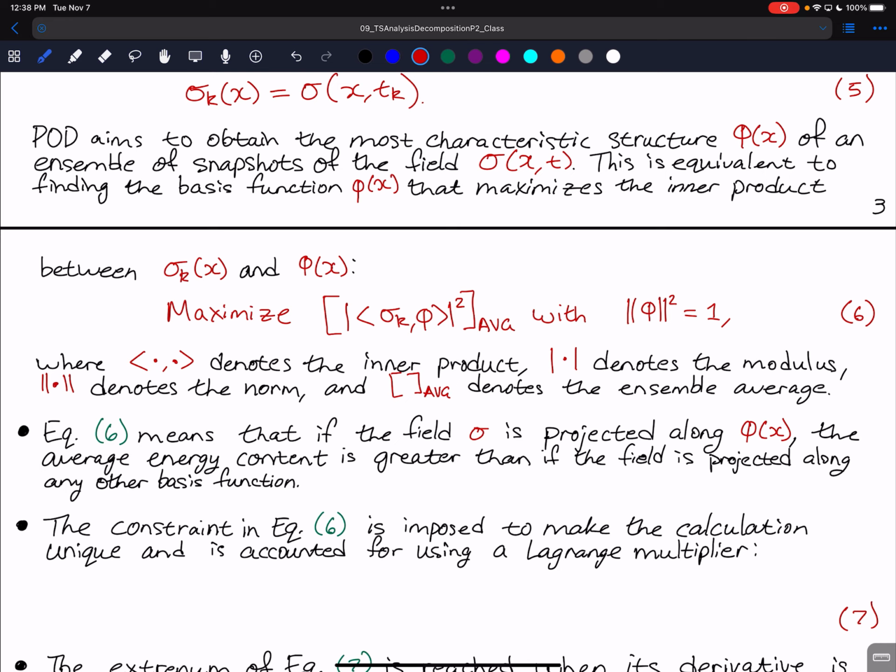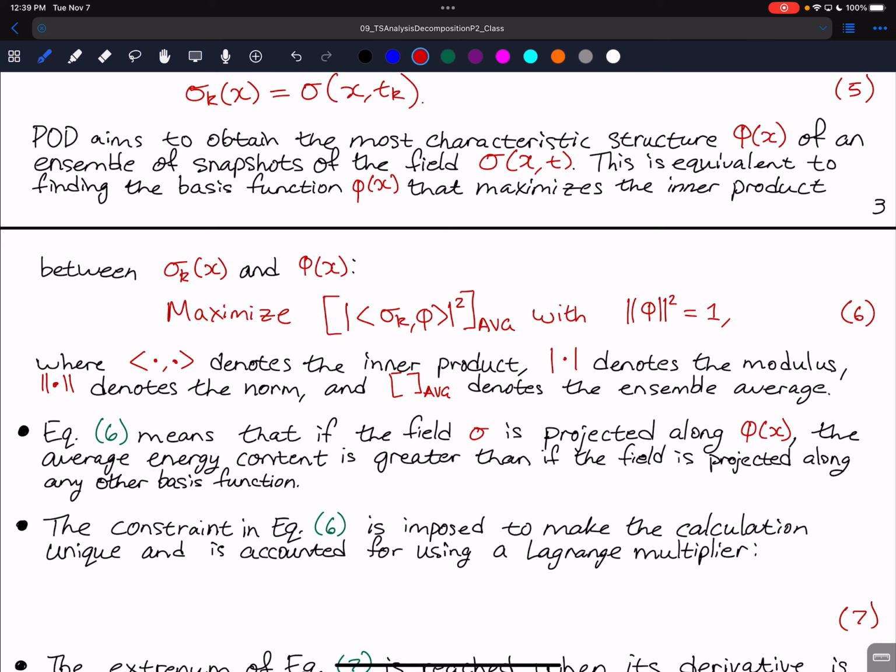Okay. So equation 6 simply means that if the field sigma is projected along phi of x, then the average energy content is greater than if that field is projected across any other basis function.